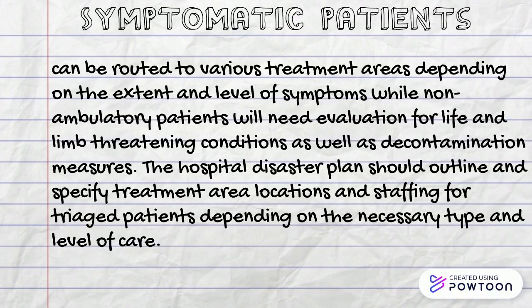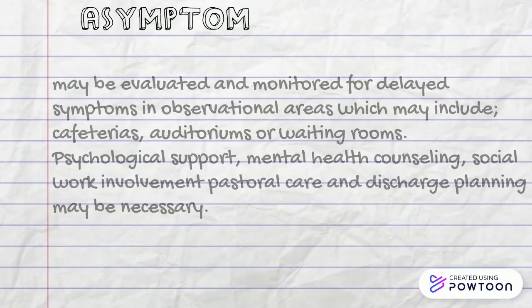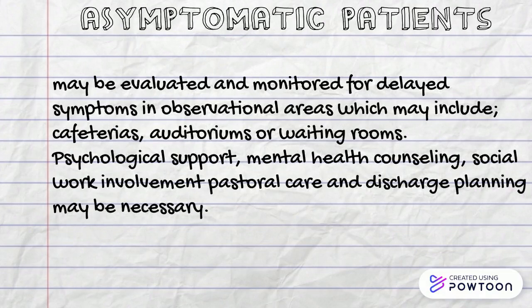The hospital disaster plan should outline and specify treatment area locations and staffing for triaged patients depending on the necessary type and level of care. Asymptomatic patients may be evaluated and monitored for delayed symptoms in observational areas, which may include cafeterias, auditoriums, or waiting rooms. Psychological support, mental health counseling, social work involvement, pastoral care, and discharge planning may be necessary.